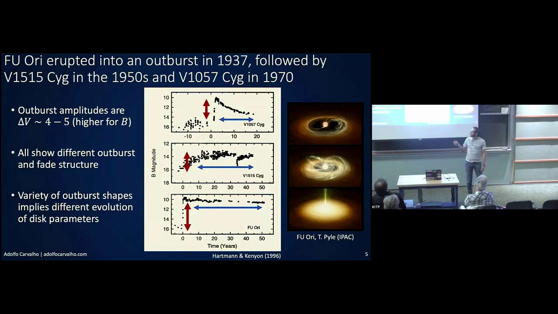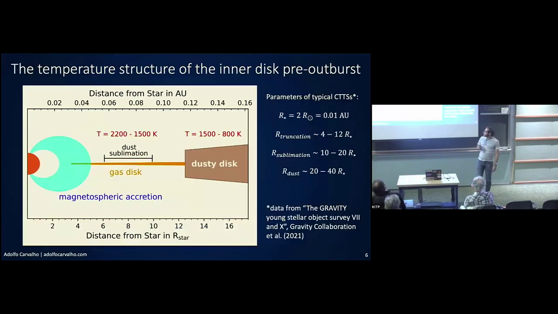As an example here, I've shown the light curves of the 3 classic FU Ori objects. They were some of the first discovered. They are not the oldest or the longest lived, but this is a good representation of the diversity of their light curves. That tells us something about how the physical parameters of the system are evolving, but we're not totally certain how to interpret it yet.